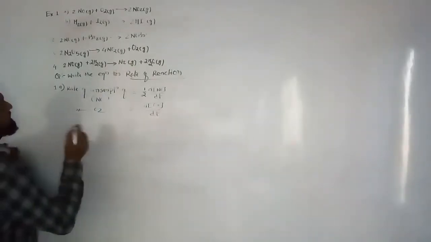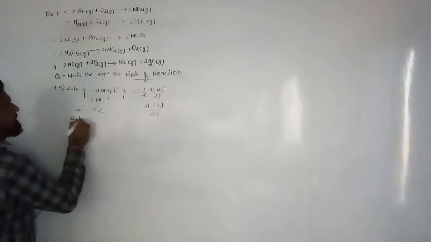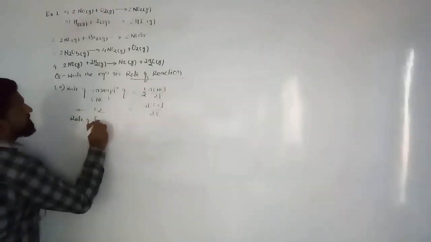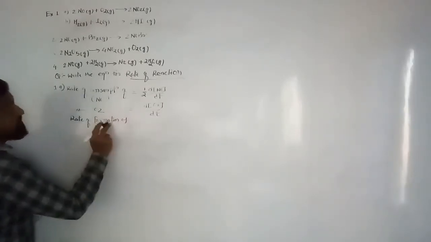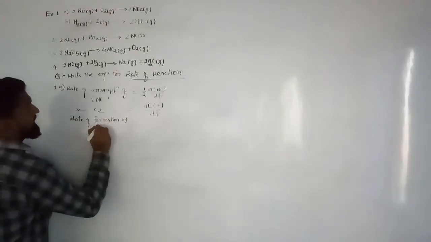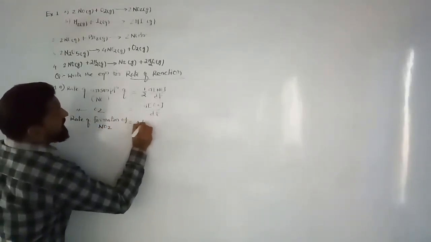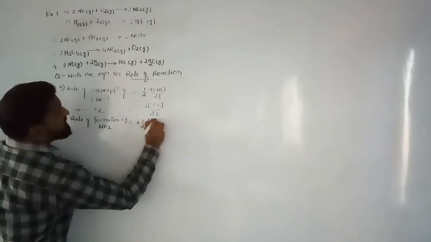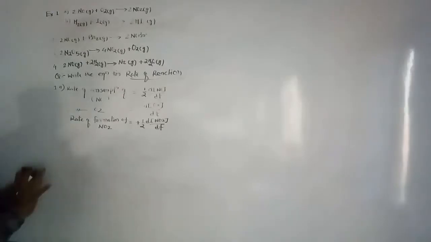After that, rate of formation means product, NO2. It will be equal to plus half d[NO2] upon dt. Exactly. So the first one is over.